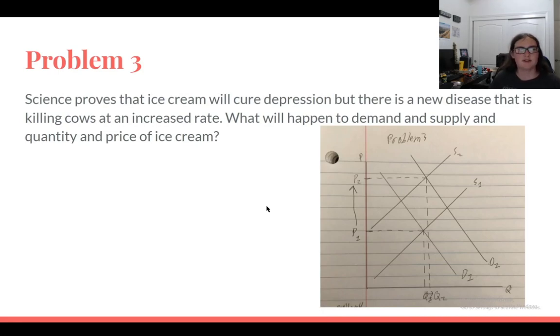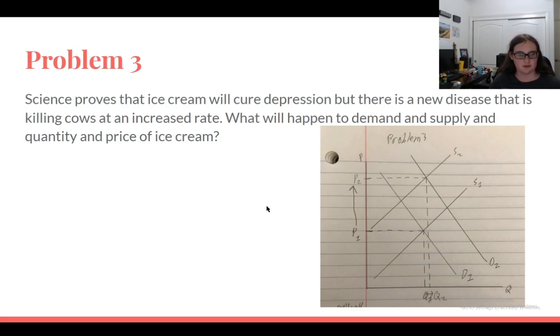Problem 3. Science proves that ice cream will cure depression, but there's a new disease that's killing cows at an increased rate. What will happen to the demand, supply, quantity, and price of ice cream? So for this one, I didn't draw arrows on the rest of these graphs. Sorry.